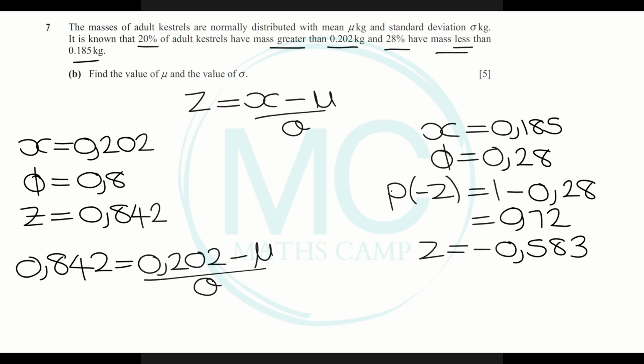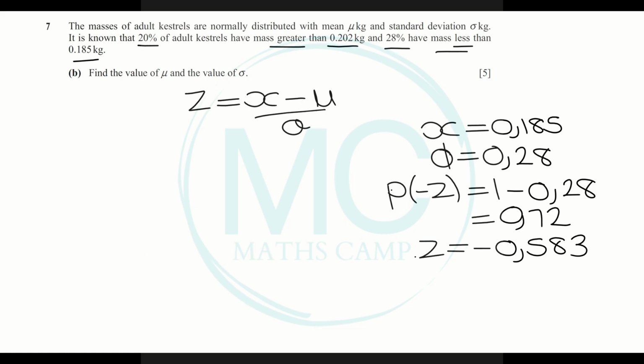So let's multiply both sides by sigma, and I get 0,842 sigma is equal to 0,202 minus mu. Mu needs to be positive, so I need to move it to the left. I'm going to make some space, and I can say that mu is equal to 0,202 minus 0,842 sigma. This is our one equation. So let's find our other one.